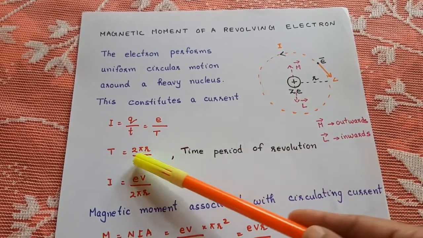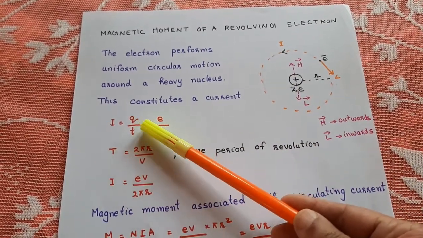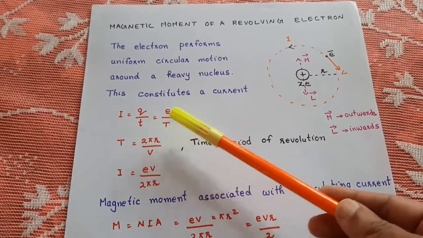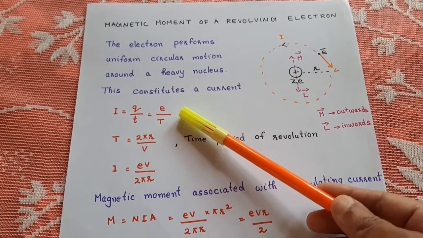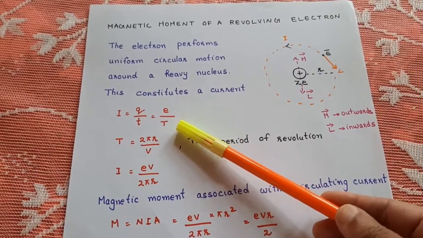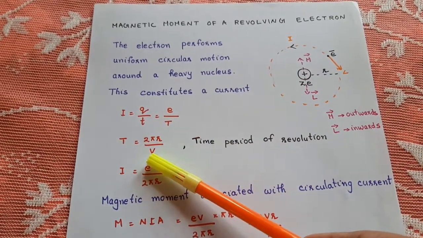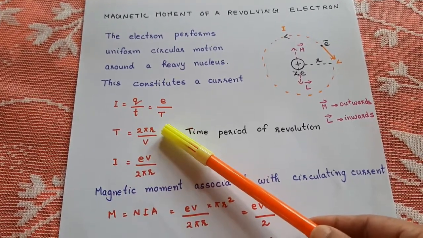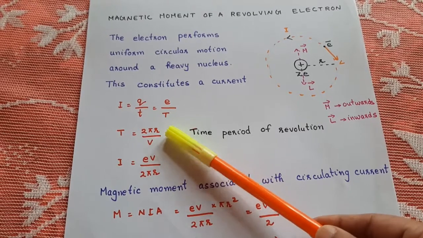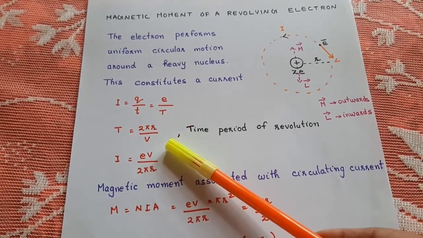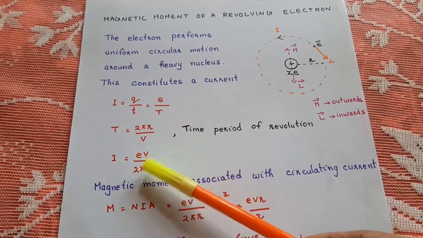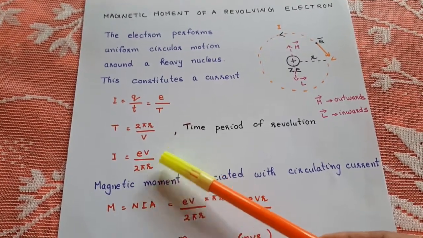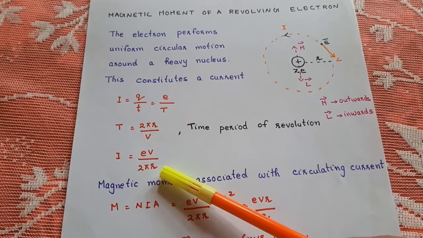The equivalent current I is equal to charge flowing per second, Q by T. That is equal to e by T, where T is the time period of revolution. It is given by circumference of the orbit, that is 2 pi r, by velocity. Therefore, the equivalent current I is equal to ev by 2 pi r.